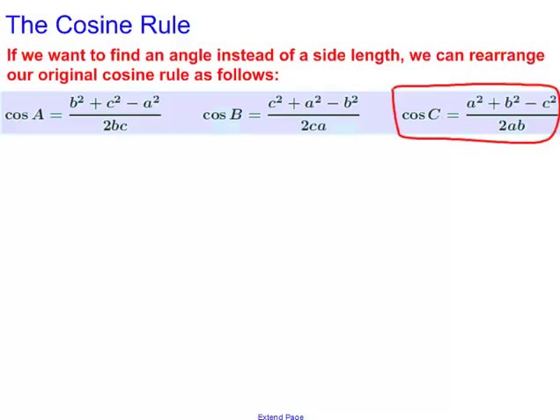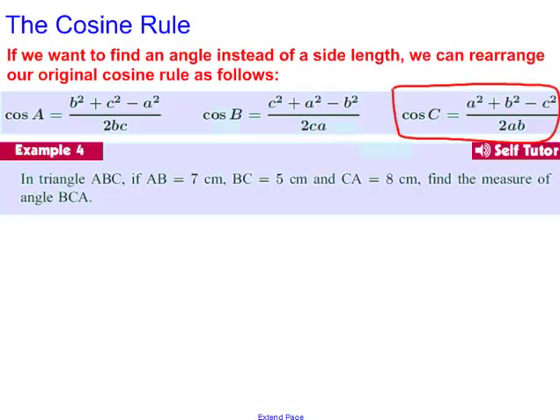Now, if I want to then find an angle instead of side length, let's take a look at an example here. We could find the measure of angle BCA given some information here. Now, any of these triangle problems, my first thought is I want to draw a diagram. So let's draw a triangle. It doesn't matter what it looks like. We'll label it ABC. And the information here, the problem tells us that side AB, that would be this side right here. Side AB is 7 centimeters. Side BC right here is 5 centimeters. And side CA, that's this side here, is 8 centimeters.